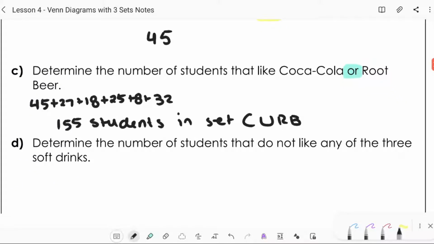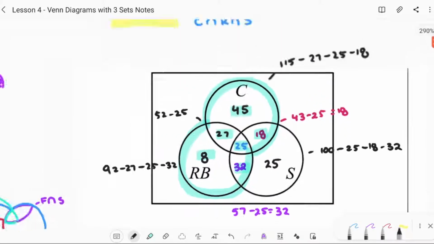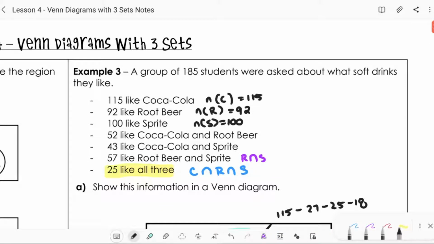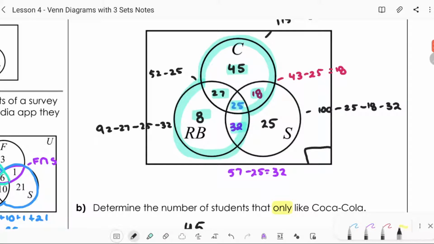Determine the number of students that do not like any of these 3 soft drinks. So we didn't fill that one in yet. Let's take a look at the question again. I polled 185 students. And it seems like there may be students who didn't like any of these 3. So I'm going to consider all of these situations. Trying to erase things. Let's make it a little less messy.